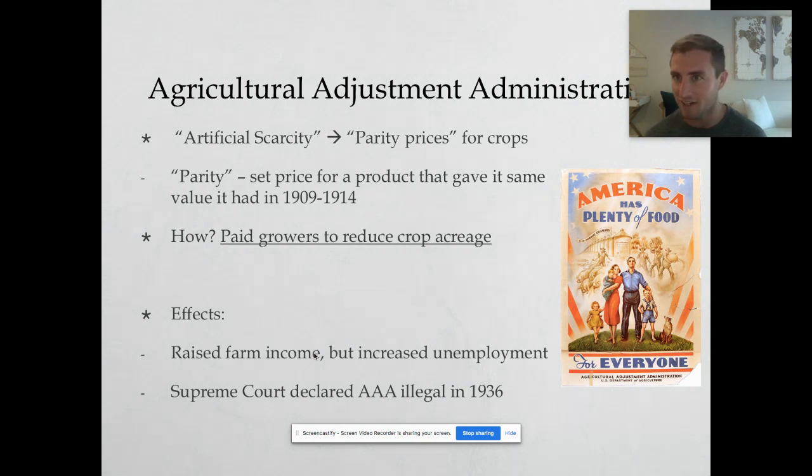Now, the effect is that it is going to raise farm income, but the people that were working on the farms, cultivating those extra acres, are now fired because they no longer have a job. You're not cultivating all 50 acres, you're only cultivating 30. And so it is going to raise unemployment. It's also really not any of the federal government's business to come in and tell farmers what they can farm and what they can't. And so the Supreme Court is going to come in and shut this one down, just like the NRA.